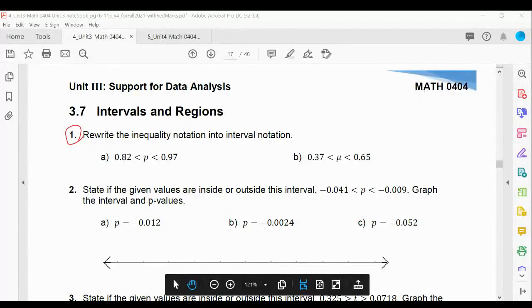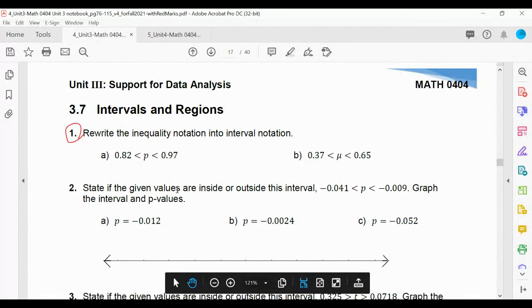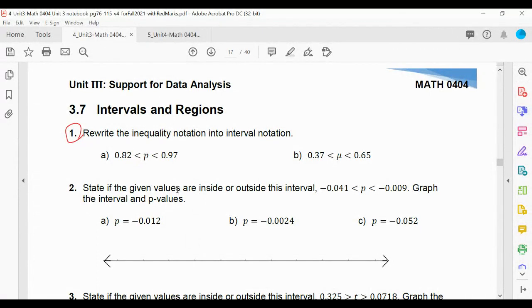Hi class, I'm going to go over your notes from Math 0404 on section 3.7, intervals and region. I'm going to go over a few of these from this section, and your professor might ask you to upload a couple of others that I skipped, for a graded homework assignment.